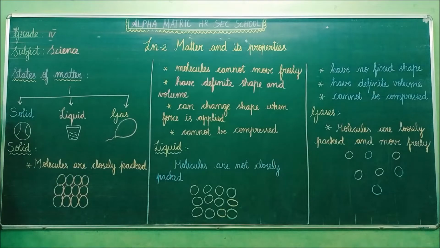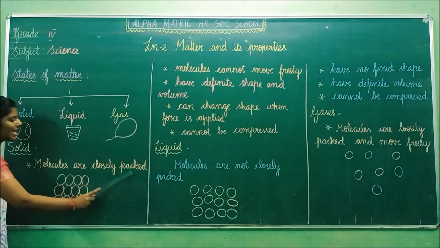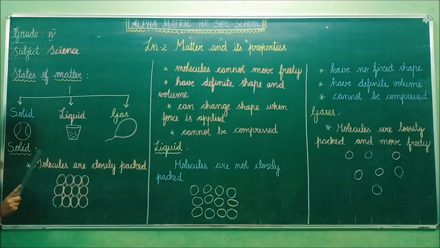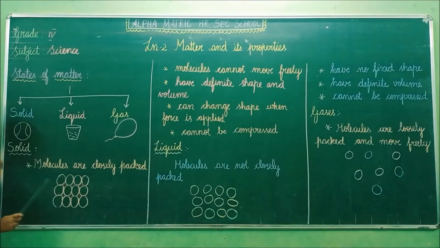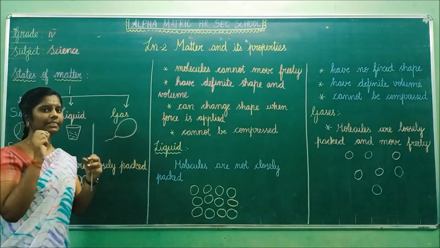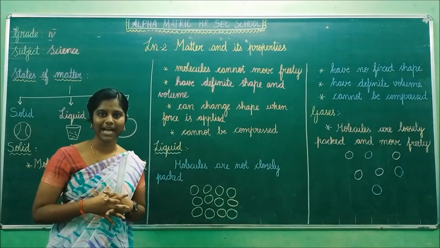Now we are going to see these three states of matter in detail. The first one is solid. See here. In solid, the molecules are closely packed. How are the molecules packed? The molecules are closely packed. See this picture, children. In this, how are the molecules packed? They are packed very closely. They are very close to each other. So, in solid, the molecules are closely packed.